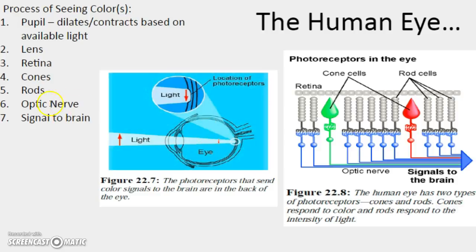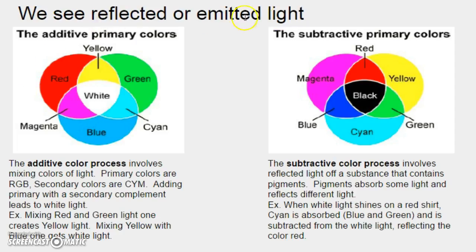Then this signals a message from the optic nerve. The optic nerve is stimulated and sends a message to the brain. And all of this happens literally in less than a snap of a finger. It happens very quickly. Our brains and our eyeballs work as supercomputers that process tremendous amounts of energy. So we see reflected or emitted light. However, it's not as simple as that.